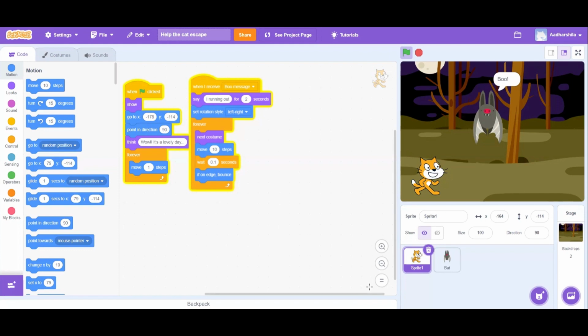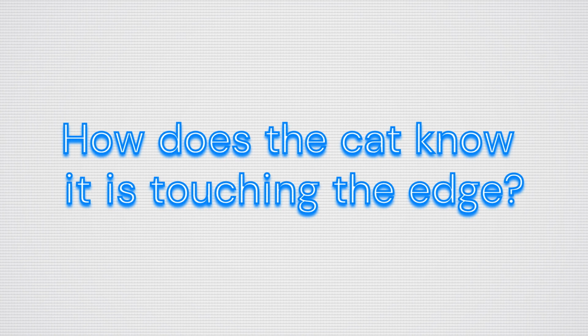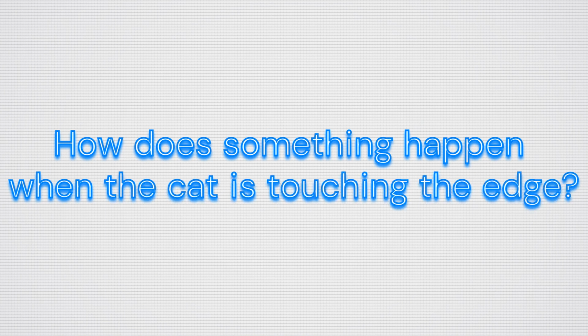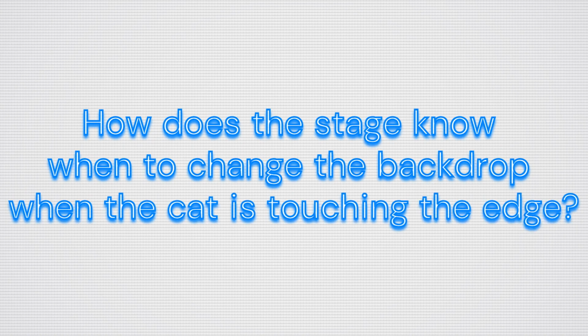To change the scene when the cat touches the edge, we don't know how the cat knows if it is touching the edge, how something happens when it is touching the edge, as well as how the stage knows that the backdrop needs to be changed every time the cat is touching the edge. So here, let us design the story again.